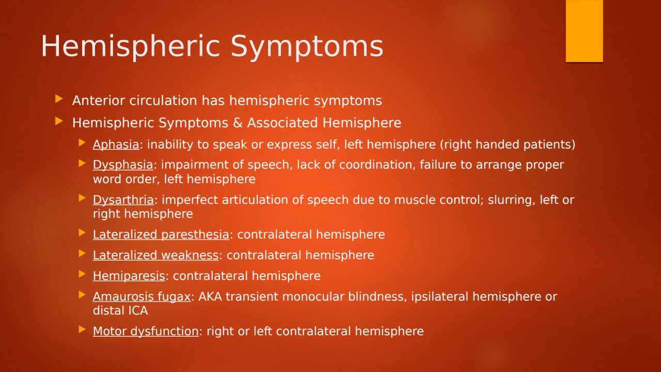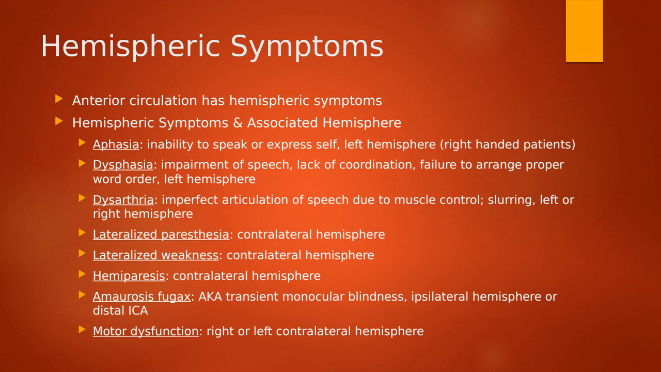Lateralized paresthesia, that's going to be that numbness or tingling. Whatever side you're experiencing symptoms on, it's going to come from the opposite side of your brain. Same thing with lateralized weakness. Hemiparesis, that's going to be the same thing, from the opposite side of your brain that you're experiencing the symptoms on.